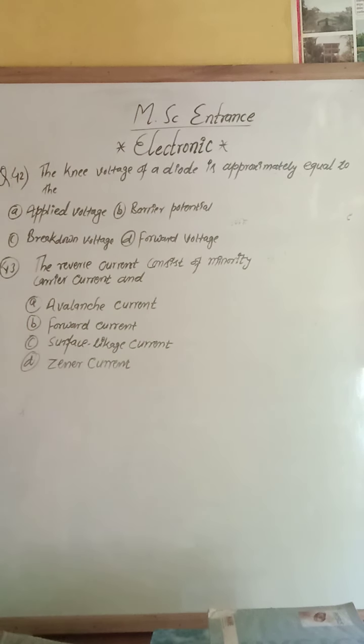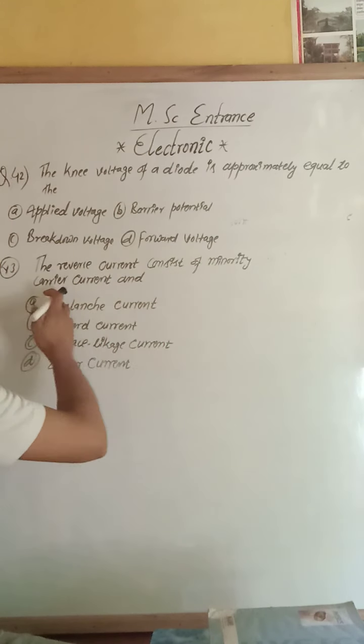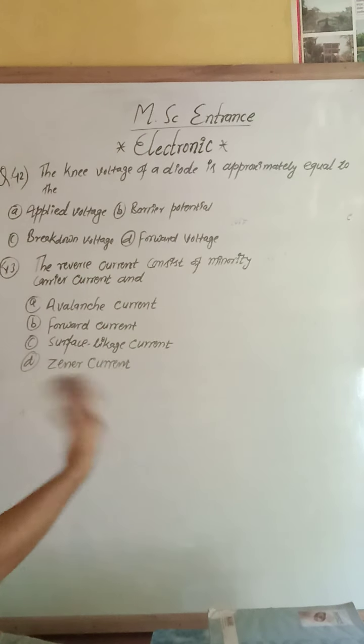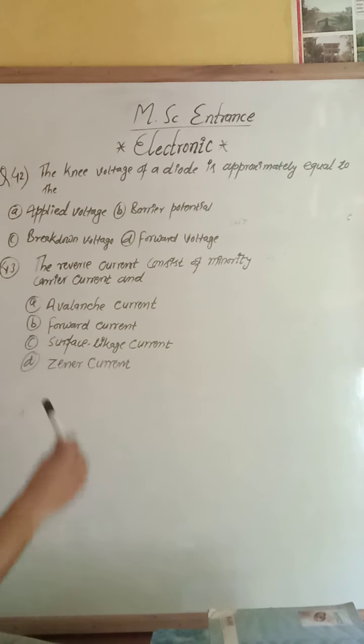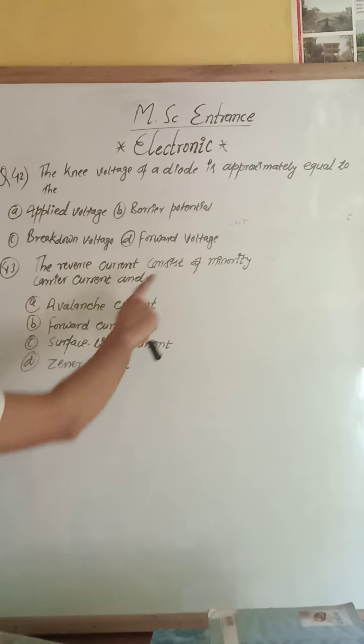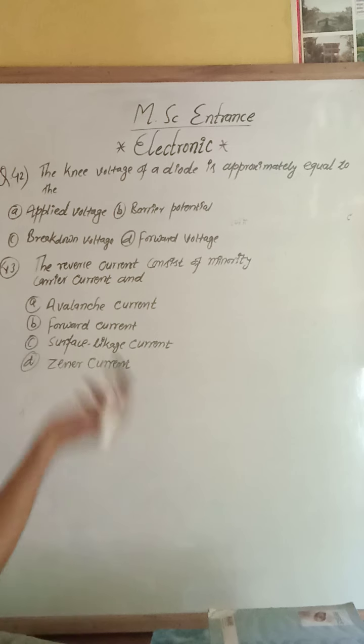Yes. The reverse current consists of the minority carrier current. In reverse current, it contains one of the minority carrier currents, and another one is which one? It may be avalanche current, forward current, surface leakage current, or Zener current. Which current is present in the reverse current? Okay. Reverse current mainly contains two types of different current. One of them is minority carrier current, and for the other, guess yourself and tell me the answer.